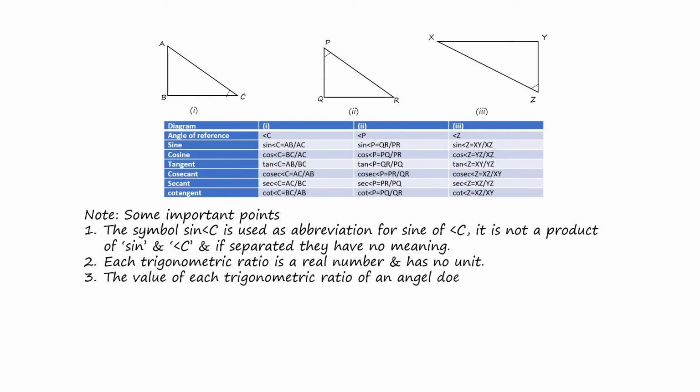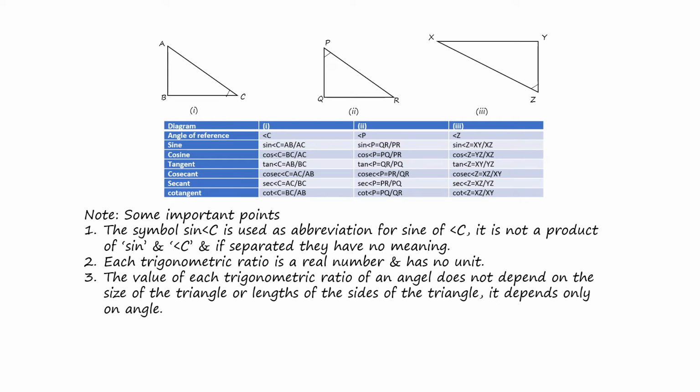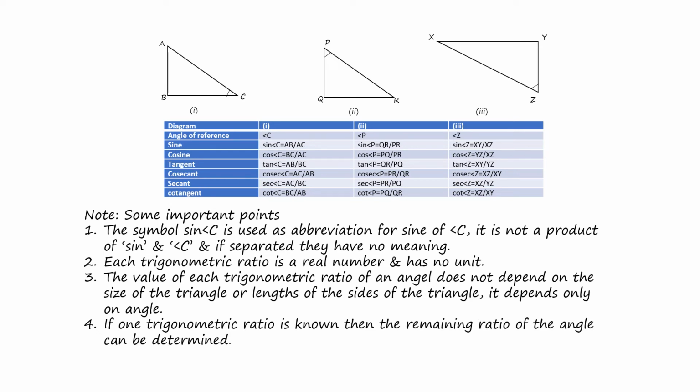The value of each trigonometric ratio of an angle does not depend upon the size of the triangle or length of the sides of the triangle. It depends only on the angle, the value of the angle. It doesn't matter what is the length or breadth of the sides. And if one trigonometric ratio is known, the remaining 5 trigonometric ratios can be derived from that particular value.